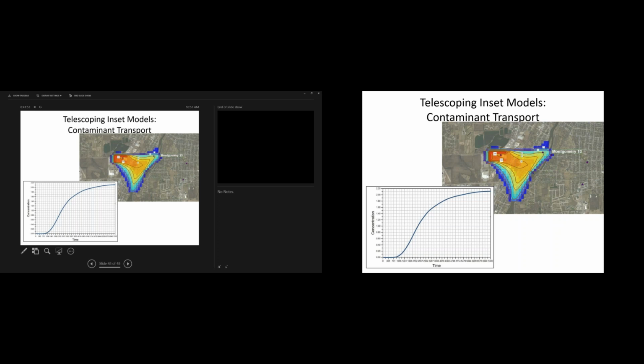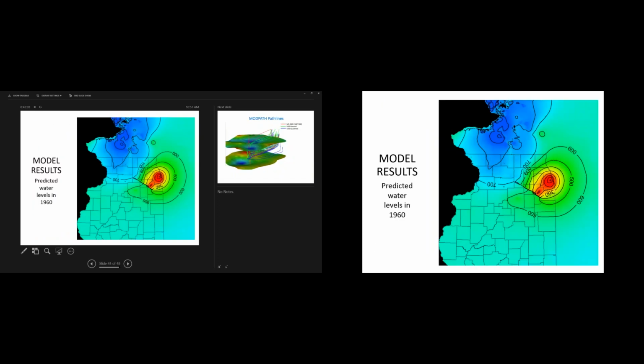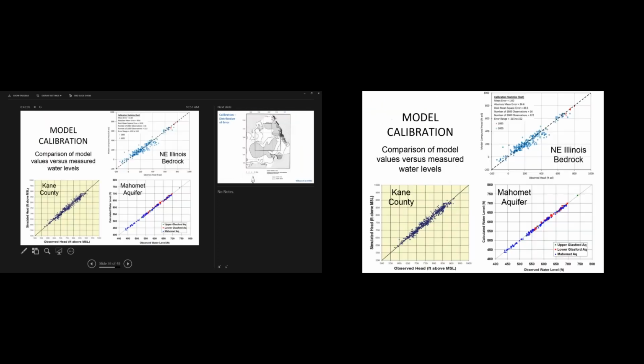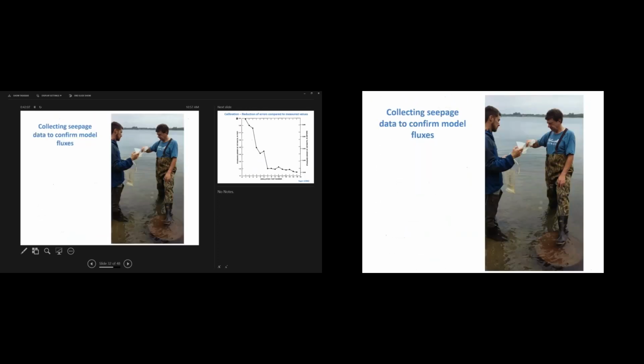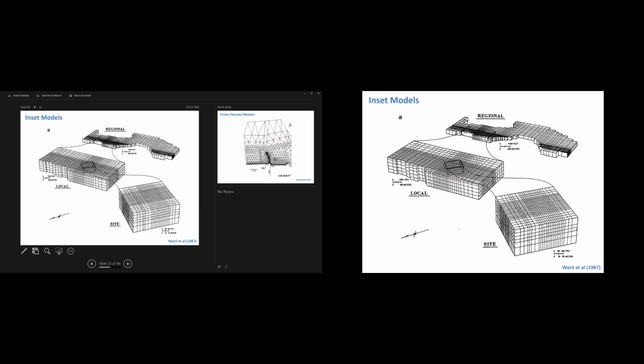Are you going to talk about telescoping models later? Yeah. Okay. I mean, I had a few slides on it, but we'll talk. We can actually pull up that one if we need to.